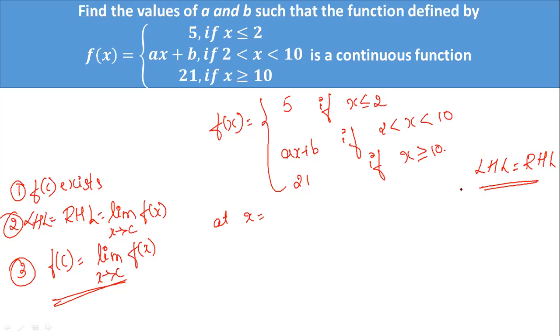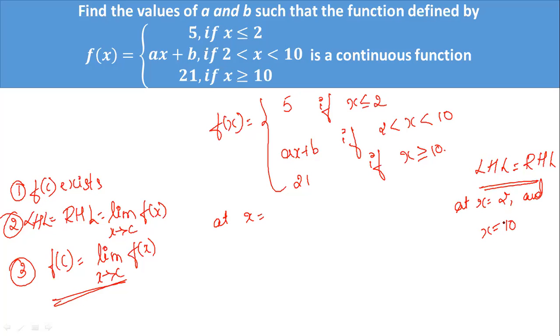At x is equal to 2. Good, Noor Fatima. See, you have become so pro in this. At x is equal to 2 and one more point. At x is equal to 2 and x is equal to 10. Good, Noor Fatima. Not 5. It is at x is equal to 2 and x is equal to 10.